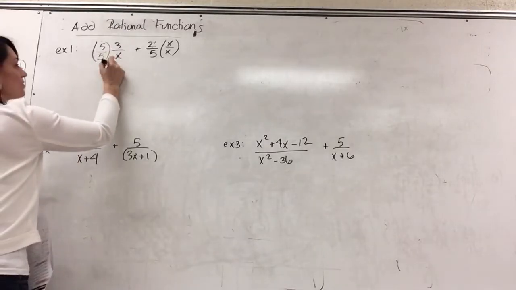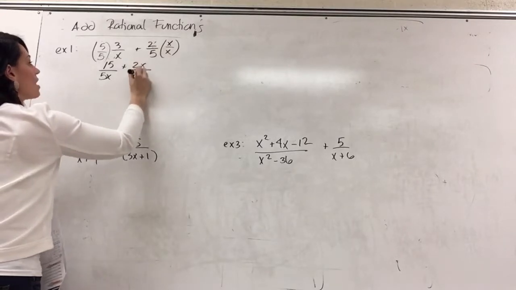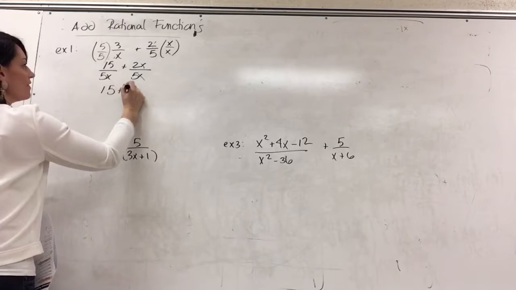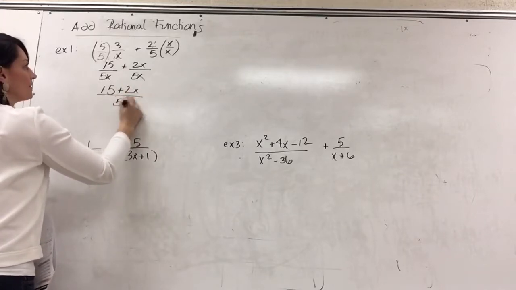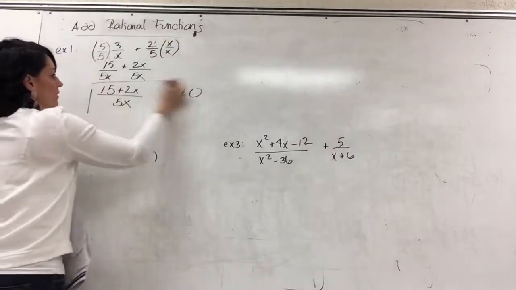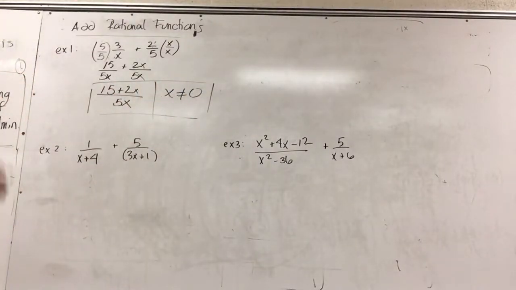So 5 times 3 is 15 over 5x. 2 times x is 2x all over 5x. So now you can write it as one expression, 15 plus 2x all over 5x. And state our restrictions, x cannot equal 0. Okay, so that's how I add rational functions, common denominator.